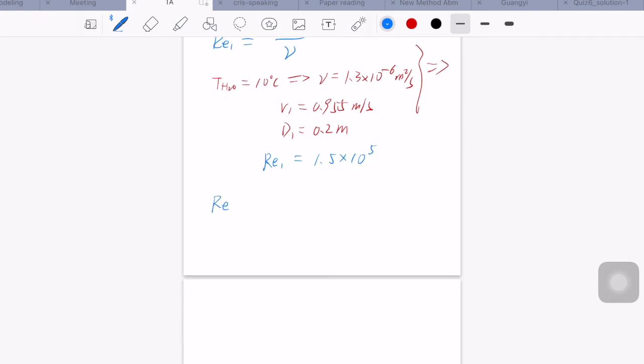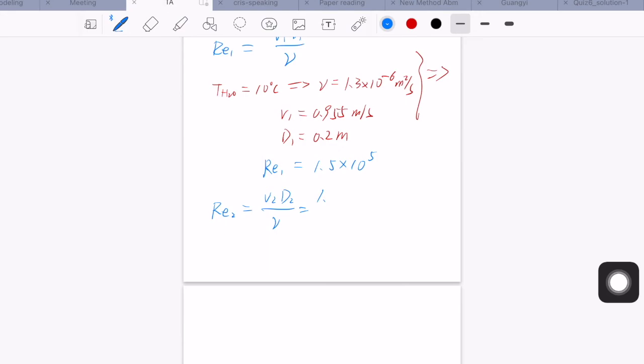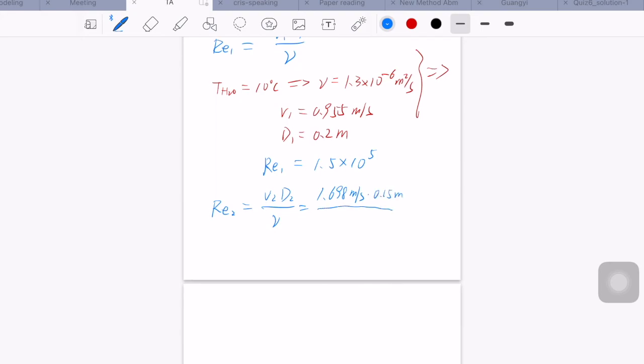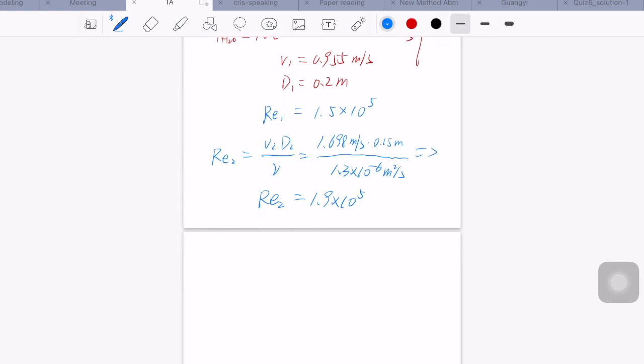And R2 equals V2 times D2 divided by nu, so equals 1.698 meters per second times 0.15 meters divided by 1.3 times 10 to the power of -6 square meters per second. So we can determine that the Reynolds number in pipe 2 is 1.9 times 10 to the power of 5. And then we can determine the friction factor for each pipe.